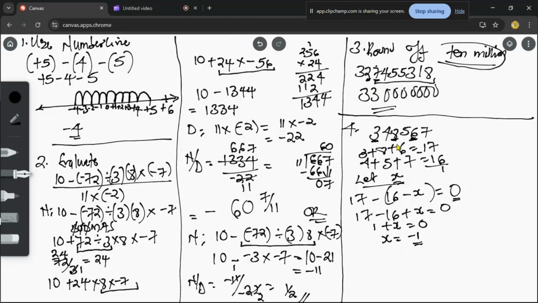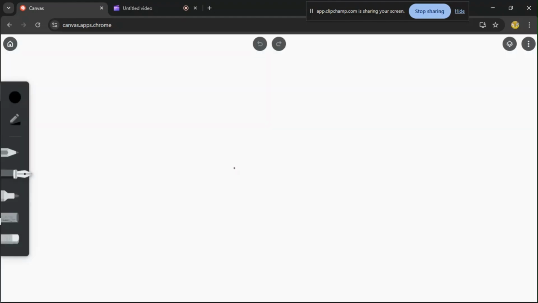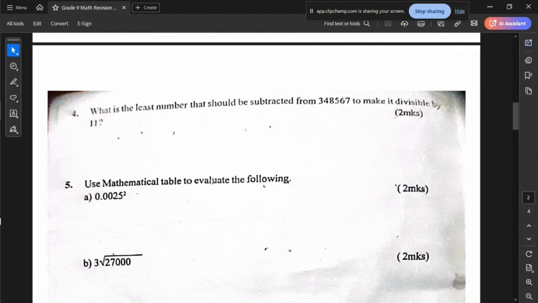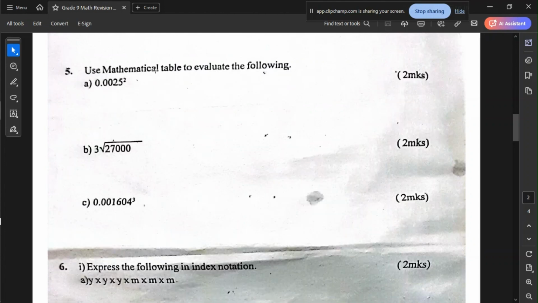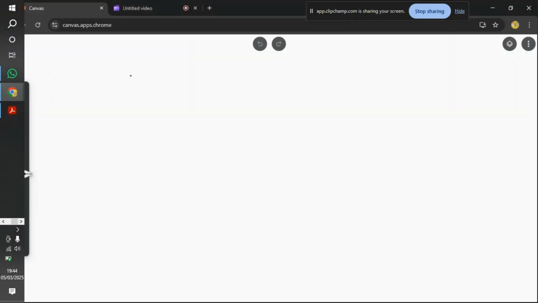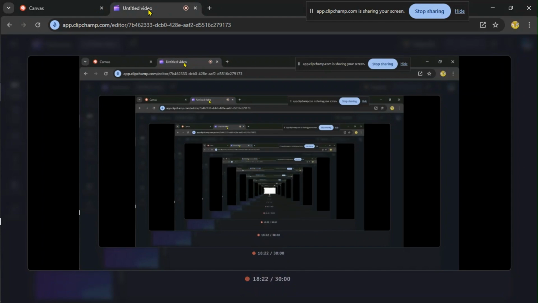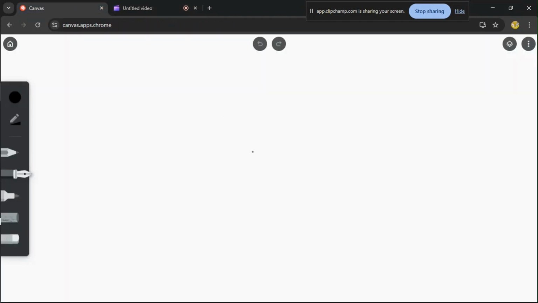The next number is number 5. Let me open a new page. Number 5 reads, use mathematical tables to evaluate the following. So you want to use tables to evaluate what we have here. Let me go back to my working.